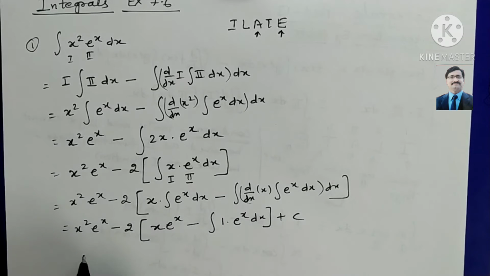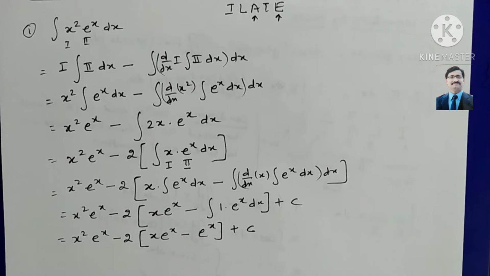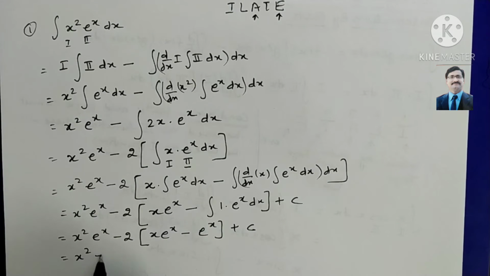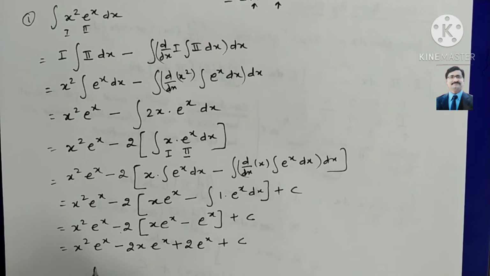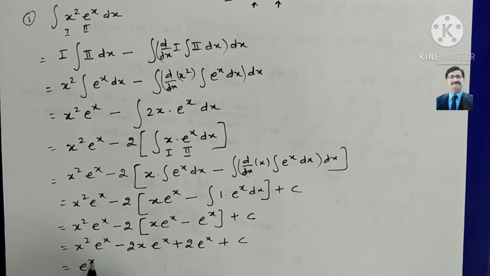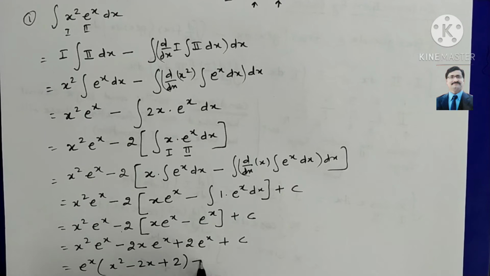Now plus c we can write here, x square e power x minus 2 bracket x e power x minus e power x integral is e power x, and plus c. And look here, we open all this bracket, we get x square e power x minus 2x e power x plus 2 e power x and plus c. From these we can take e power x common, so we get x square minus 2x plus 2 and plus c, and this is our answer.